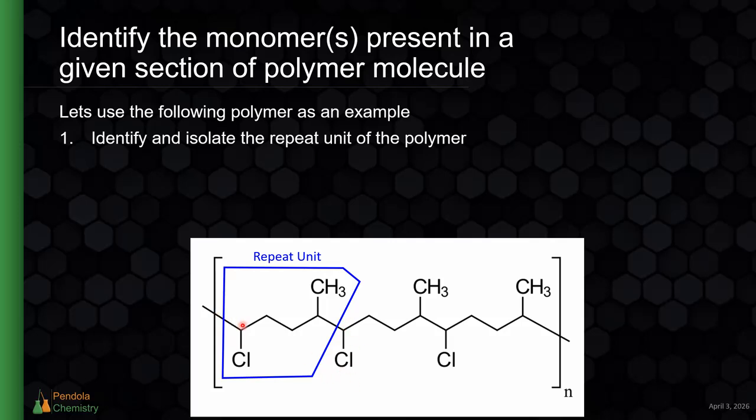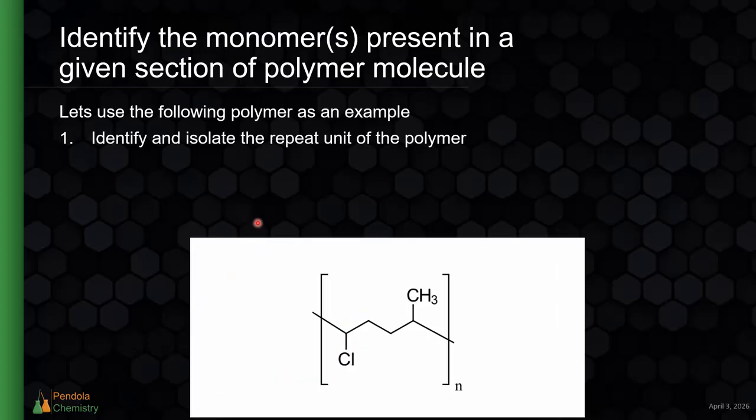So the first carbon in this repetition that they gave us is this carbon right here, which has a chlorine attached to it. So we're going to use that chlorine as a landmark. We're then going to box in everything up till the bond before that same carbon with the chlorine starts again. So that's going to give us our 1 repeat unit. So we're going to isolate that.